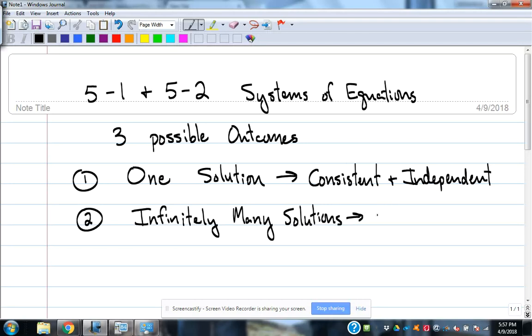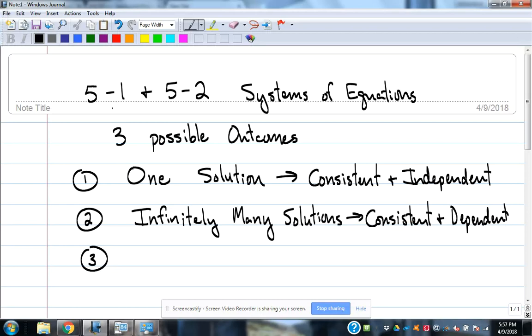If it's infinitely many solutions, it's consistent and dependent is another word for that. Consistent meaning you've got answers. Dependent meaning that you follow along. Whatever one line does, the other line does the same thing. That's dependent. So that's infinitely many solutions. Those are the math speak words: one solution is consistent and independent. Infinitely many solutions is consistent and dependent.